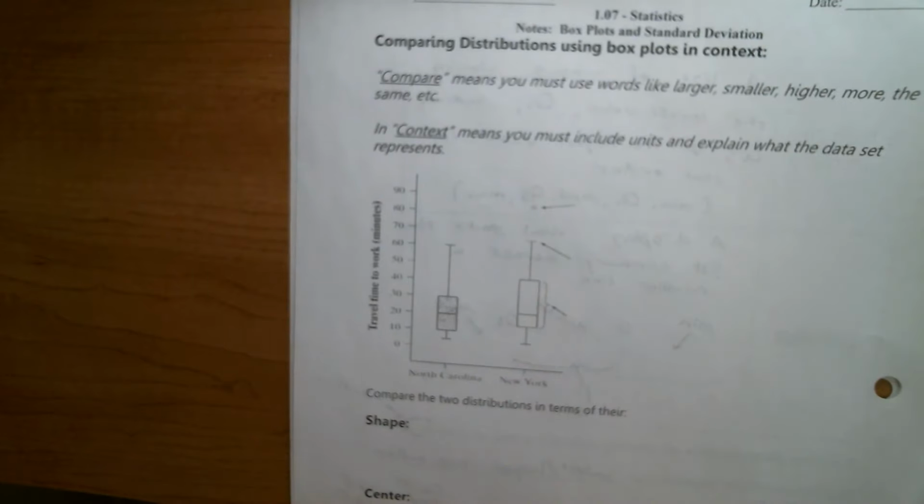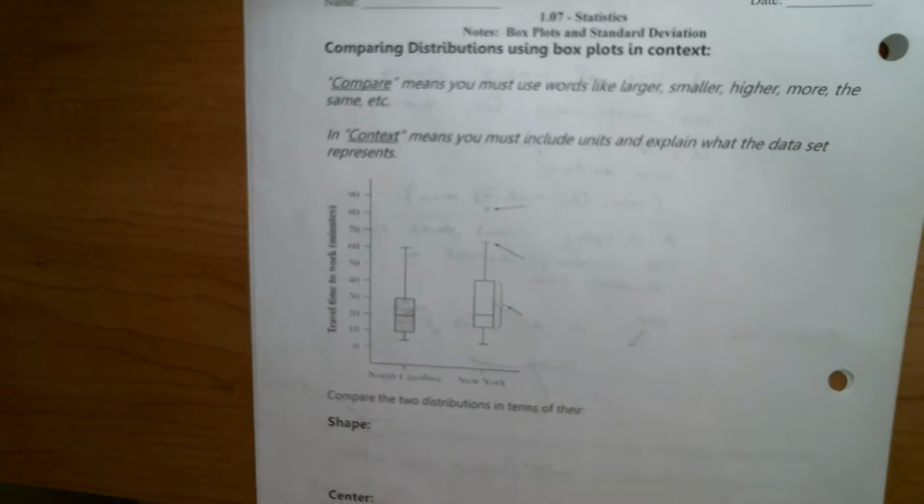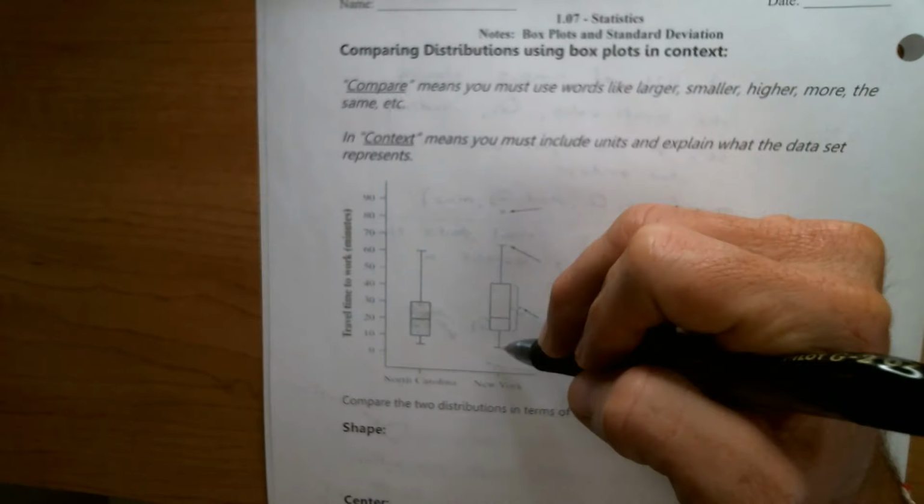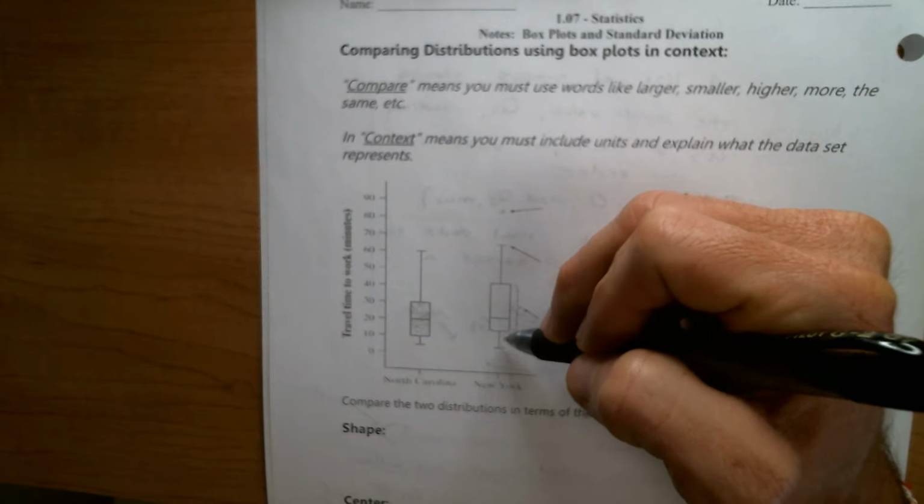Next, comparing distributions using box plots in context. All right, so we've got two different box plots. What can we say about these two different box plots, and how can we compare what's going on with these distributions? Now, to do that, it's helpful to know how we can determine the shape from a box plot. So remember that the box plot is really breaking your data down into groups.